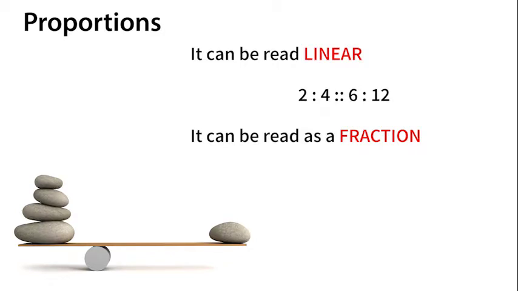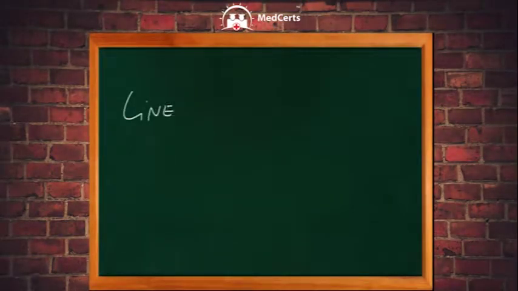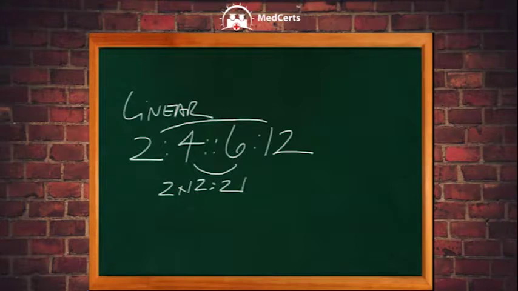Now, linear proportion goes left to right. If we look at 2 is to 4, which is a ratio, and 6 to 12 is also a ratio, we can also read it as a fraction, as 2 over 4 is to 6 over 12. If we work these out as a linear, 2 is to 4, just as 6 is to 12. Our rule is that we multiply our inners and we multiply our outers. 2 times 12 gives us 24, and then 4 times 6 gives us 24. So this would be a true proportion.